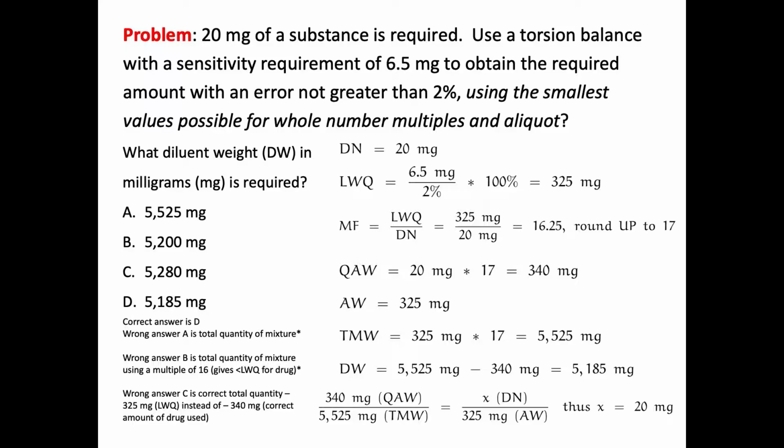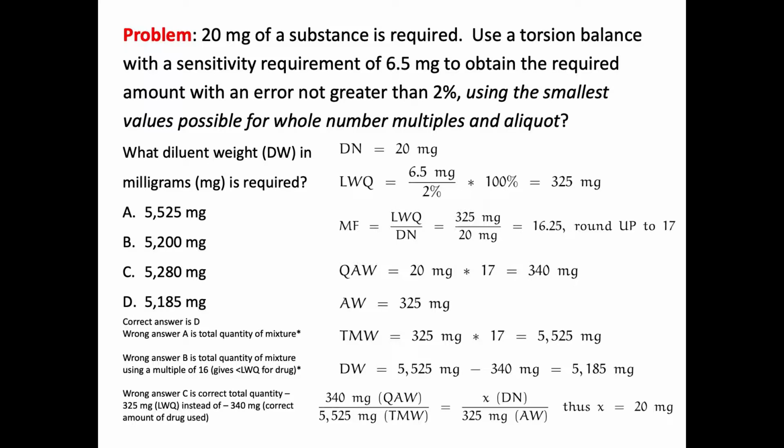the smallest possible value for the multiple. So remember, in this case, when I say that in my question, you need to round up to the nearest whole number of 17 in this example and stick with it. So 17 is my multiplication factor. Next step, quantity of drug actually to weigh is to take the drug needed of 20 milligrams times my 17 multiplication factor and get 340 milligrams. That's the amount of drug I'm actually going to weigh.